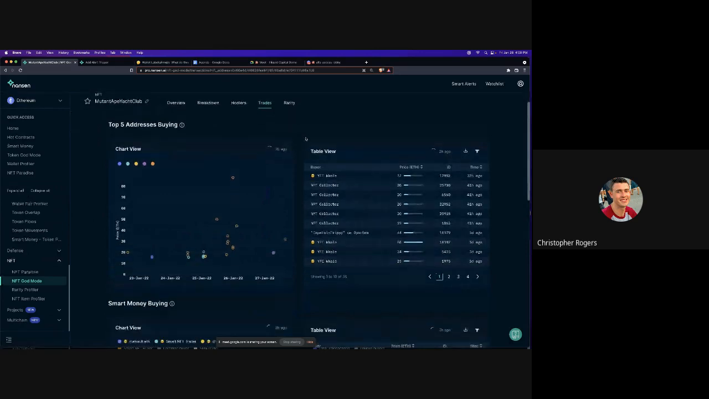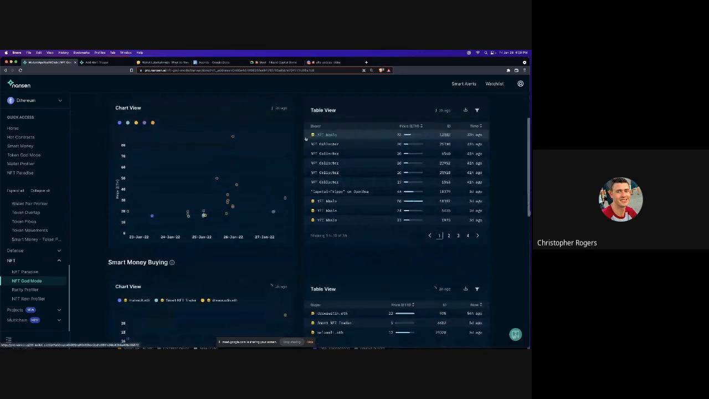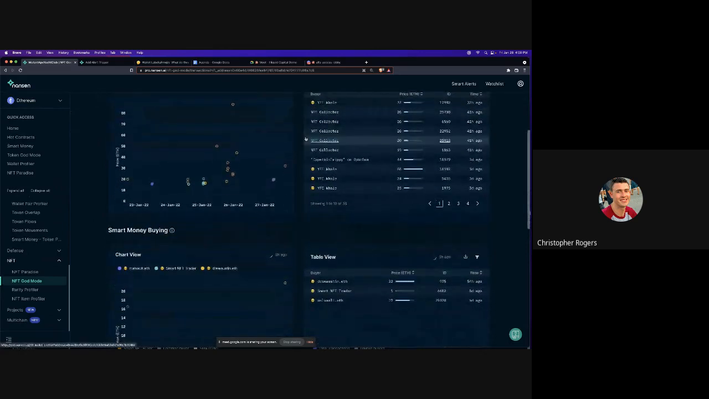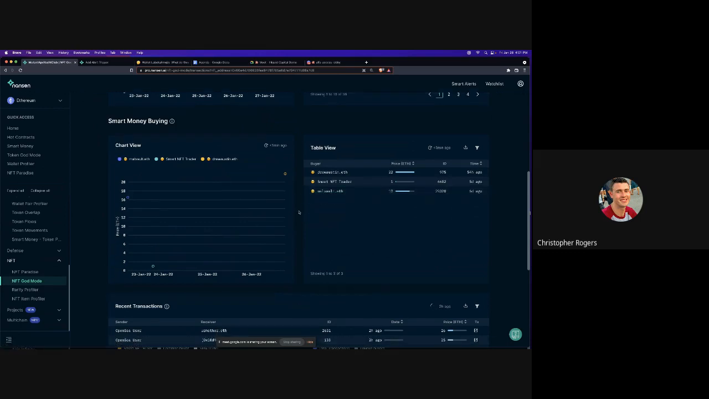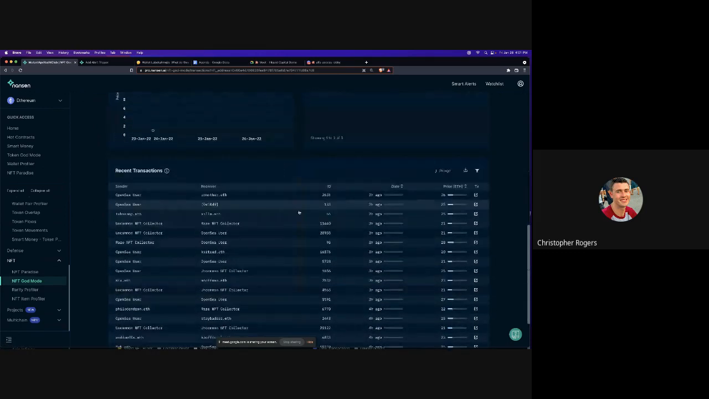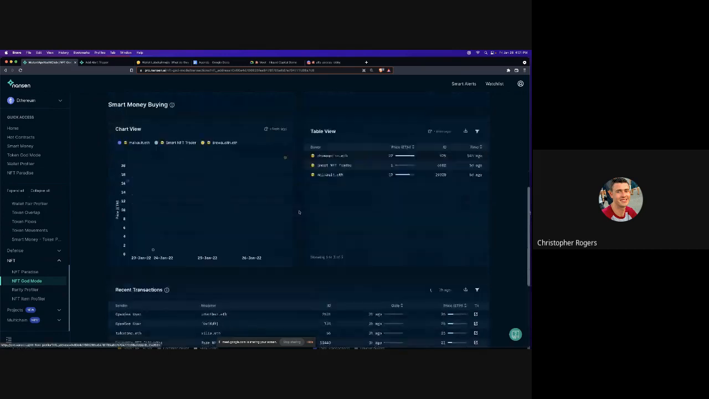All right, taking a look at trades, fairly straightforward. We're looking at smart money buying. As this loads, you can see individual smart money transactions, smart money NFT traders, where they're buying this project, and then also some of the top transactions recently.